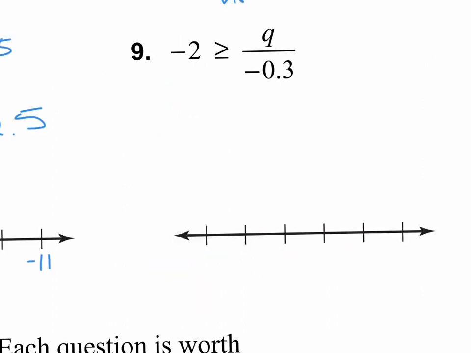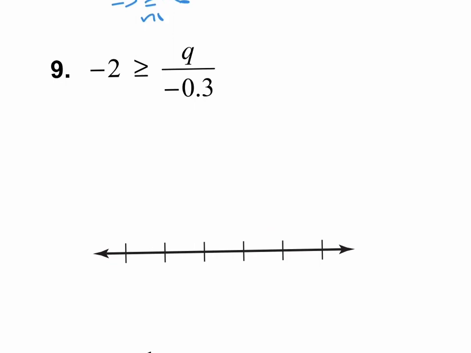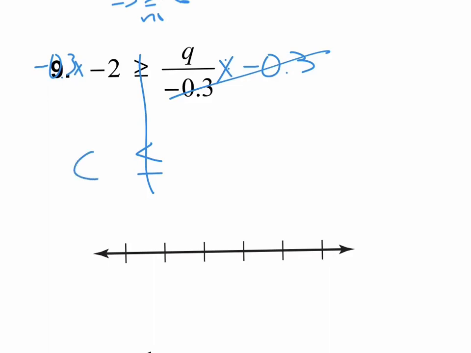Okay, number 9. We draw our line. We are multiplying by what's on the bottom, which is a negative 0.3, on both sides. Since we're multiplying by a negative right away, you should realize that you're going to flip that sign. So this is going to be coming this way. These cancel out. So now I'm going to take a negative 2 times a negative 0.3, which I know is a positive, because a negative times a negative is a positive. And I get 0.6. And then I still have that Q over here.